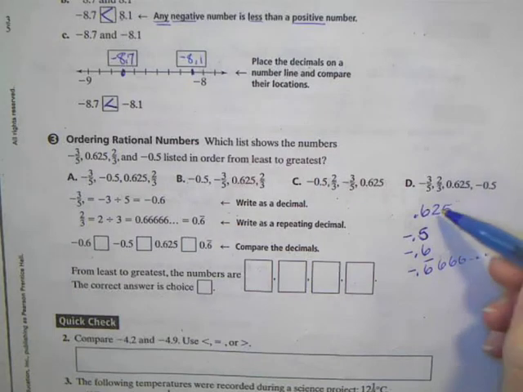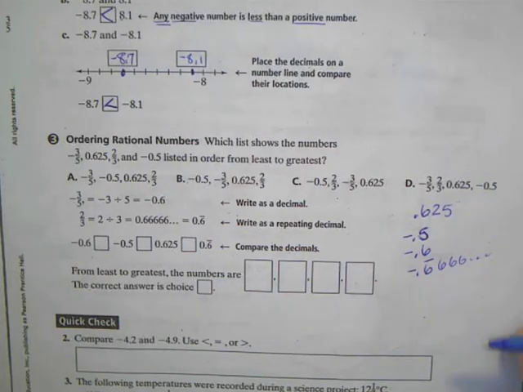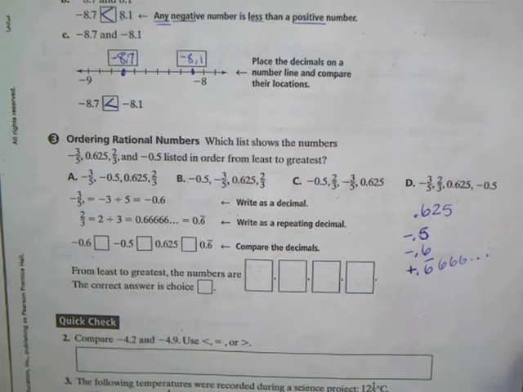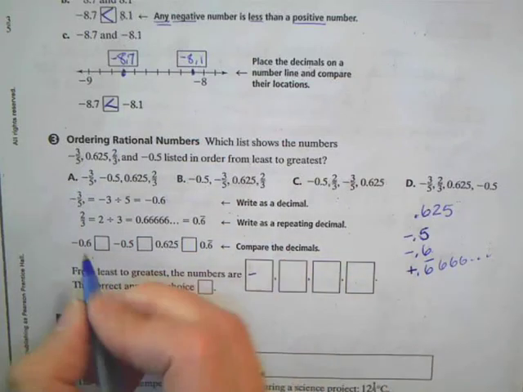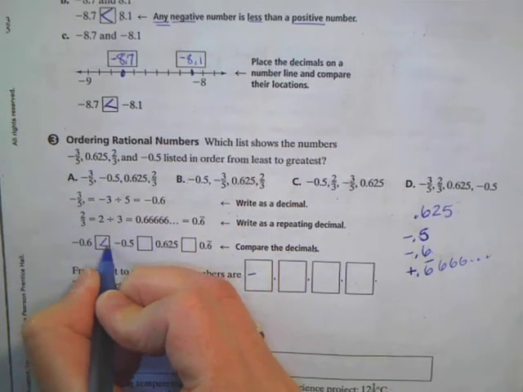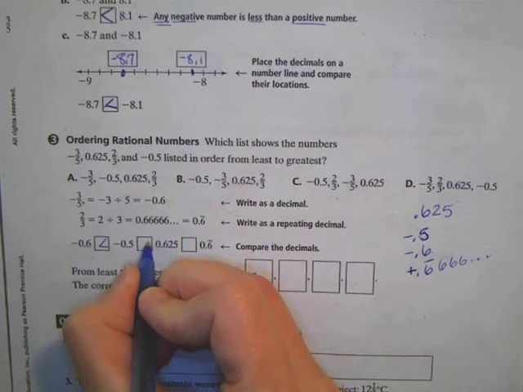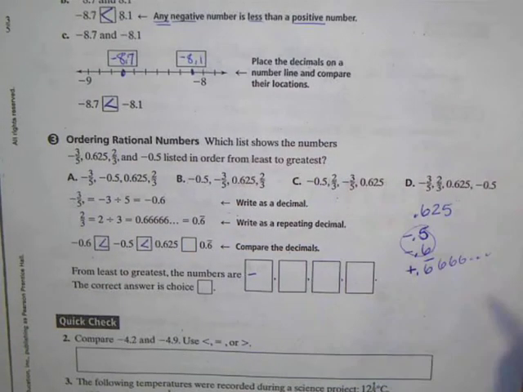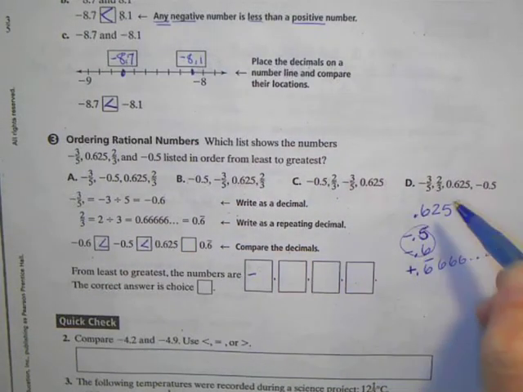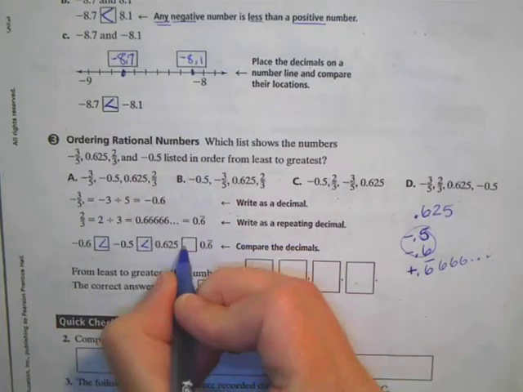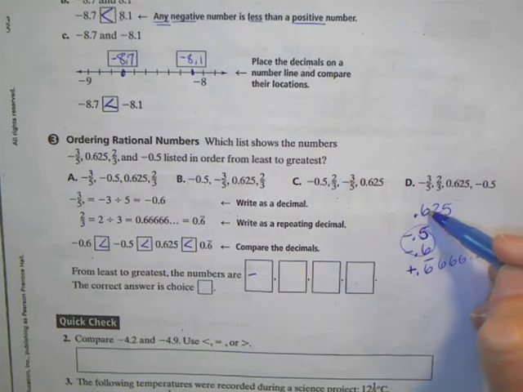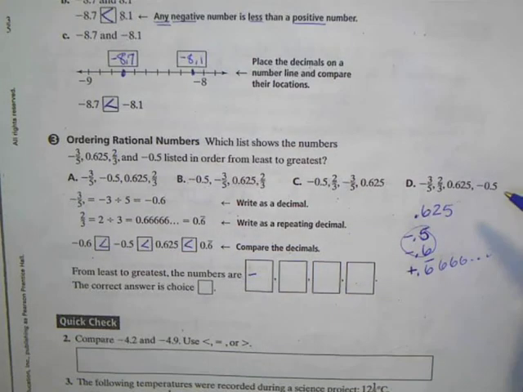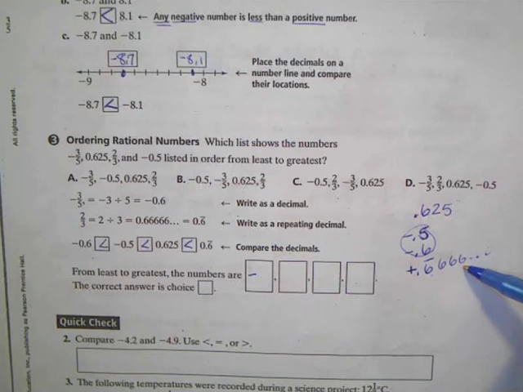So when I look to see which one is going to be furthest, and this one is positive, which one is going to be furthest from 0? I see the negative 0.6. So negative 0.6 is less than negative 0.5. I just had to compare the two negatives. And then the next number in order would be 0.625, which would be less than 0.6 repeating.